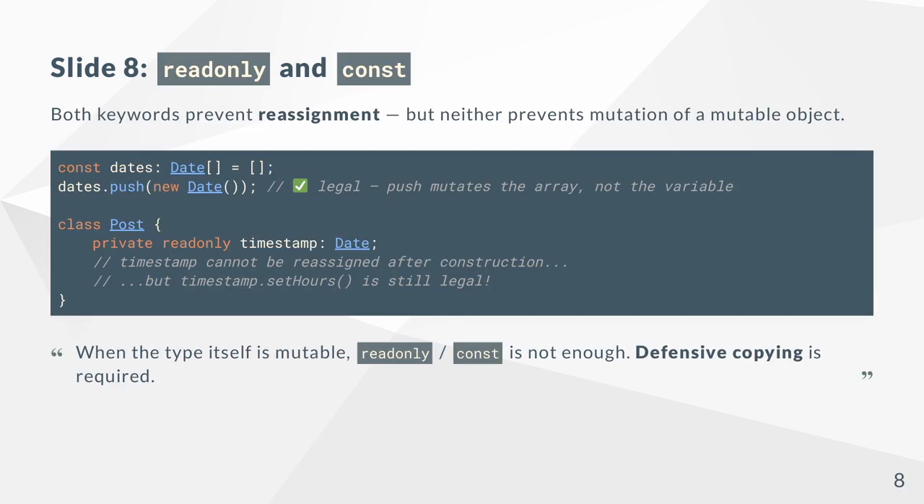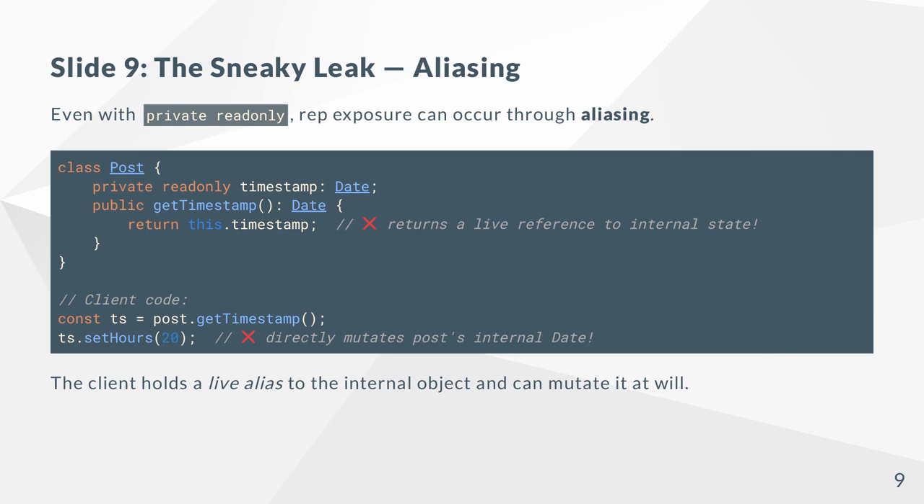Both readonly and const prevent reassignment, but neither prevents mutation of a mutable object. This is a common point of confusion. You can declare dates as a const array and still call push on it. Push mutates the array, not the variable binding. Similarly, a private readonly timestamp field cannot be reassigned, but timestamp.setHours is still perfectly legal. When the type itself is mutable, readonly is not enough. Defensive copying is required.